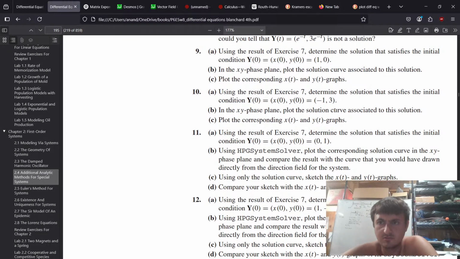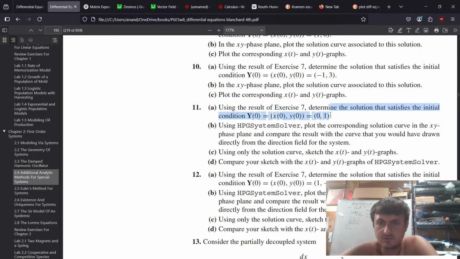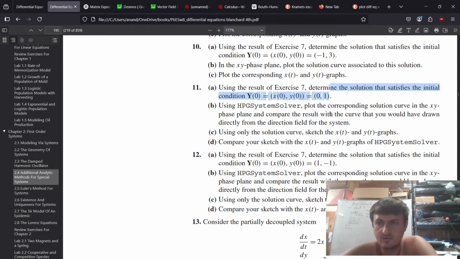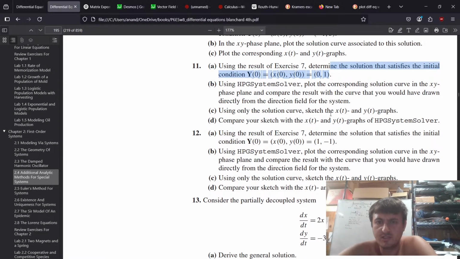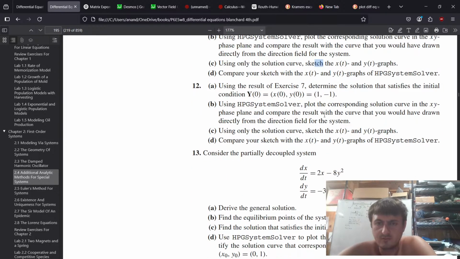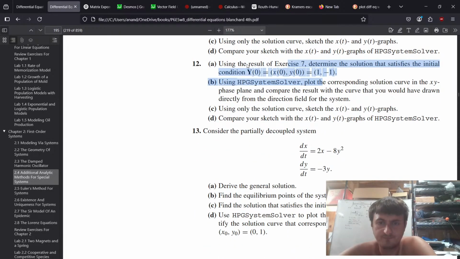Okay. Again. Determine the solution. Okay, another initial condition. That's kind of interesting. Plot it, sketch the solution. Okay, that's fine. Another, wow, a lot of initial condition ones. 5 initial condition ones. 4, whatever.